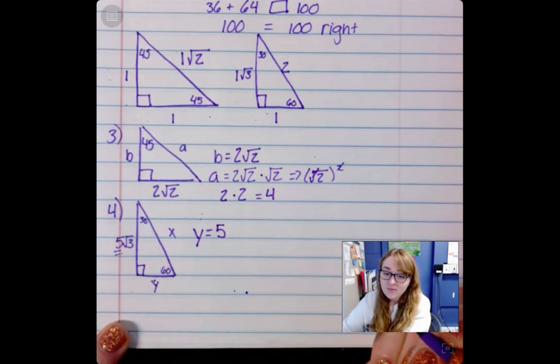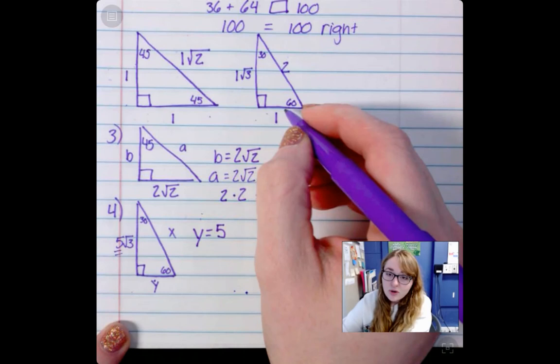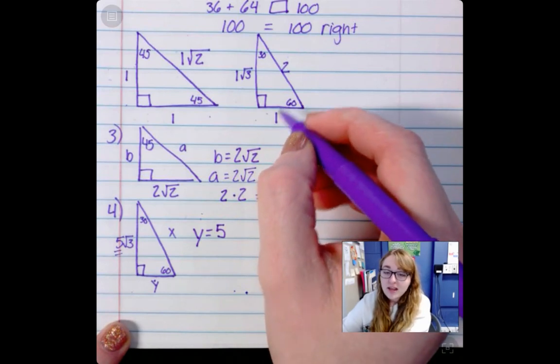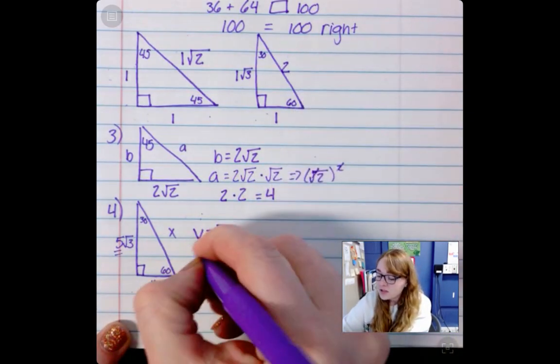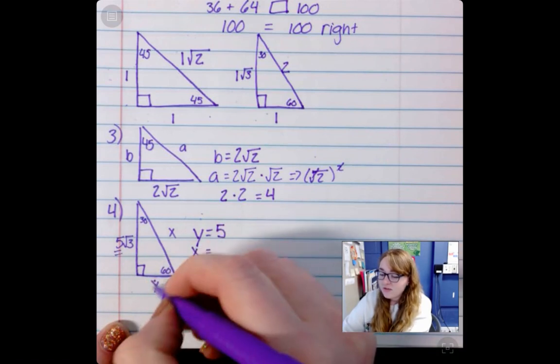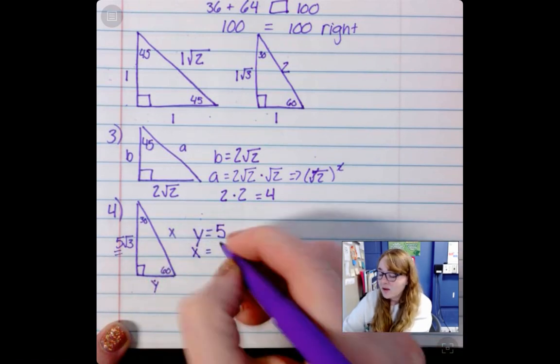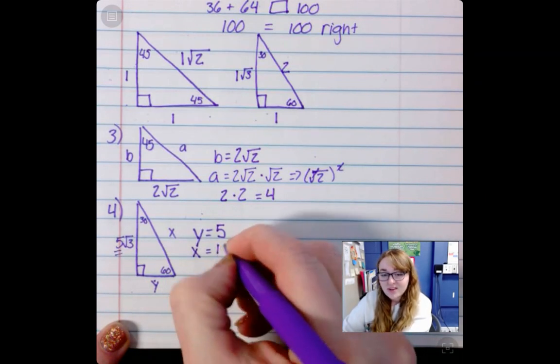It is 5. And then looking back up to our reference photo again, going from our short leg to our hypotenuse, we have to multiply by 2. So to get from our short leg to our hypotenuse, we multiply this 5 by 2, getting 10.